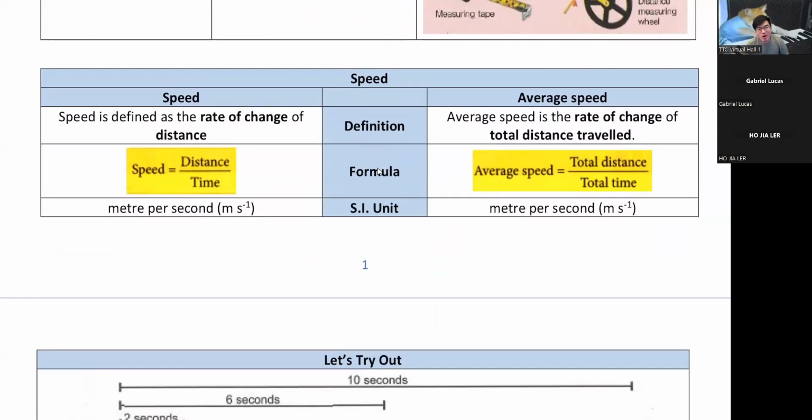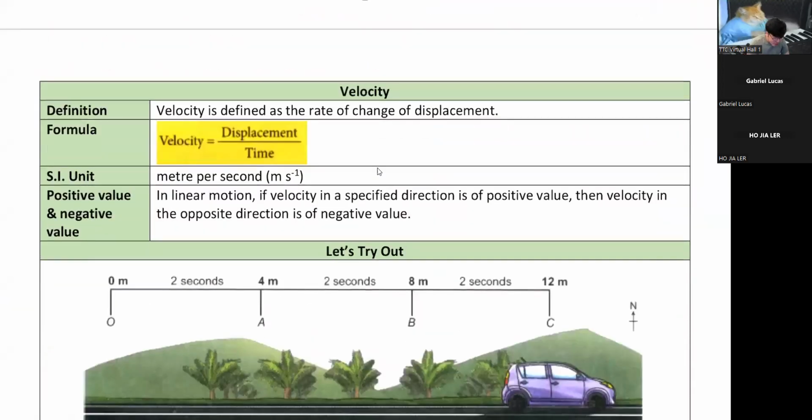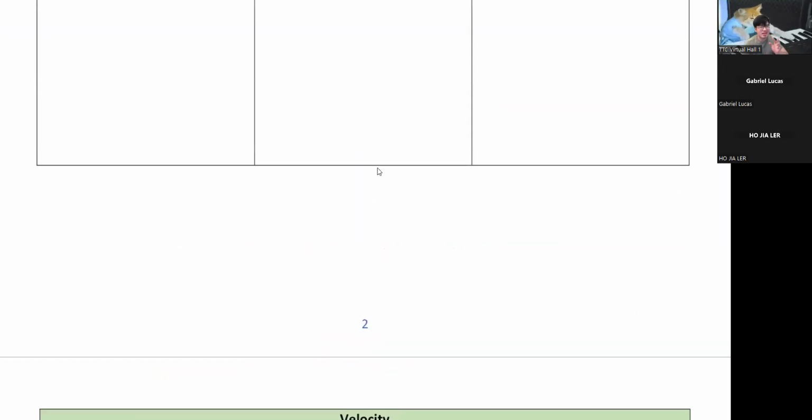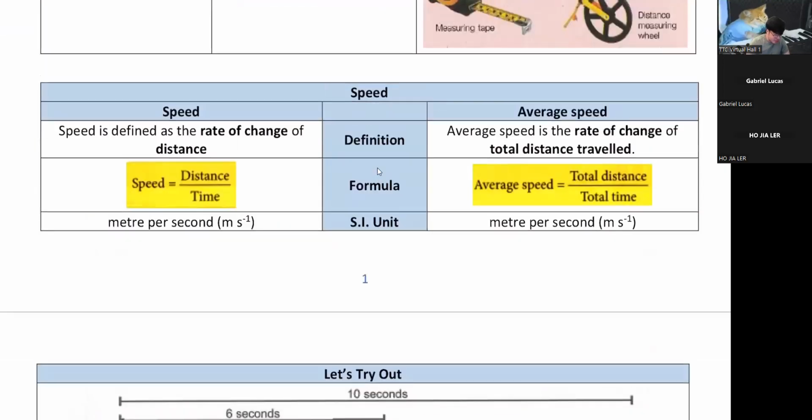So what about speed? When you take distance and divide by time, you get speed. Distance is the total, so speed is also for the total. Whereas velocity is displacement divided by time. Displacement is a straight line distance, so velocity is the straight line speed, if you put it that way. Essentially they are the same thing, it's just that technically they are a little bit different. So this is very easy to remember.